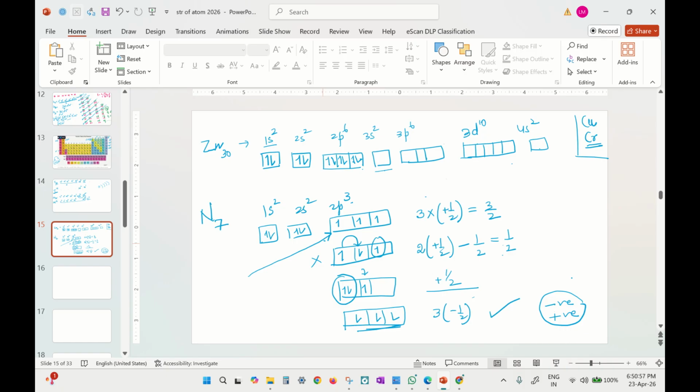So what rule have we followed? When you have to give electrons to the degenerate orbitals, you ensure that each of the degenerate orbitals has been given 1 electron each. And if you have to pair up, then start pairing up only after giving 1 electron to each one of the degenerate orbitals. Is the rule clear?